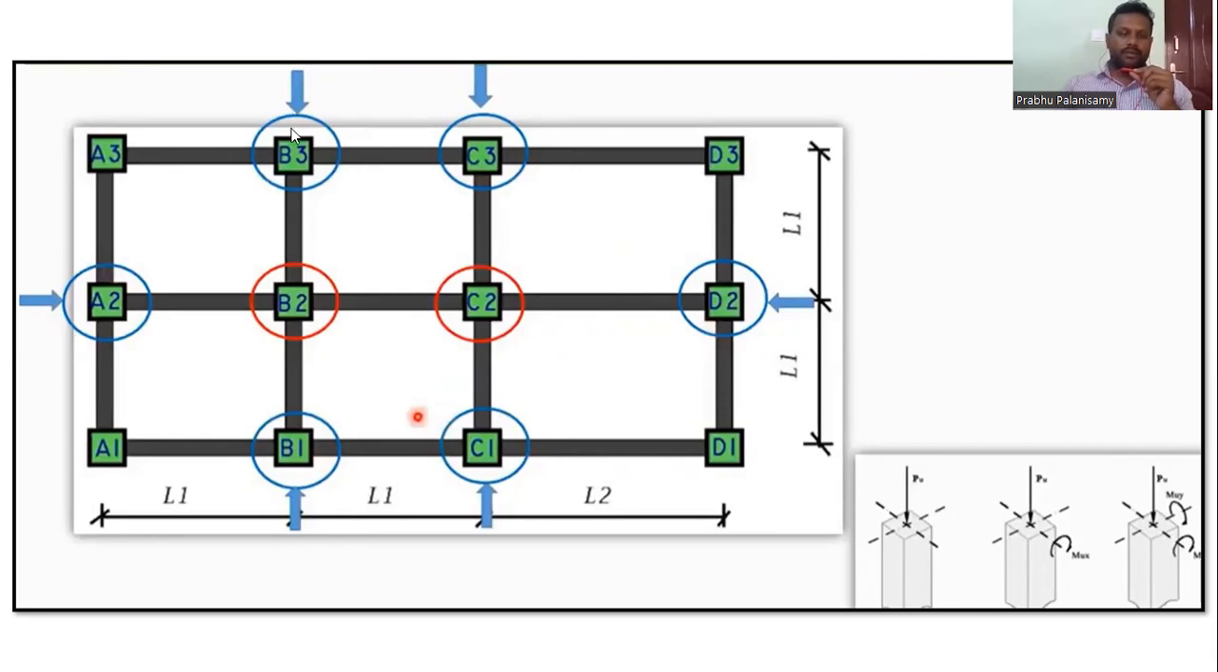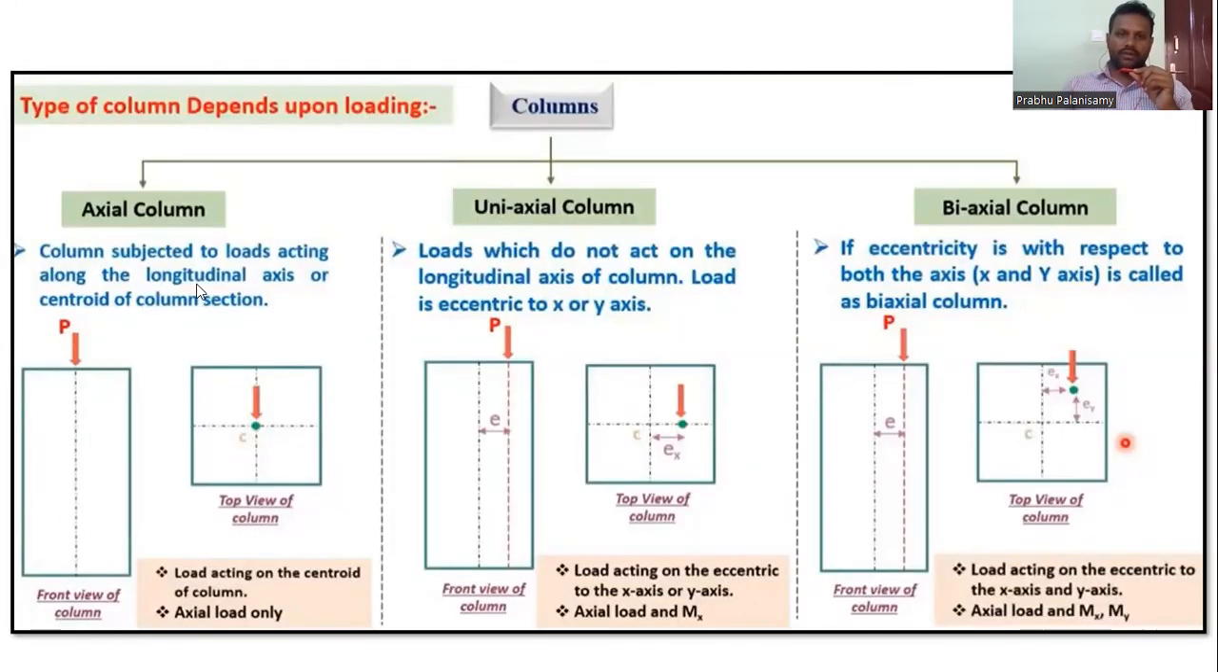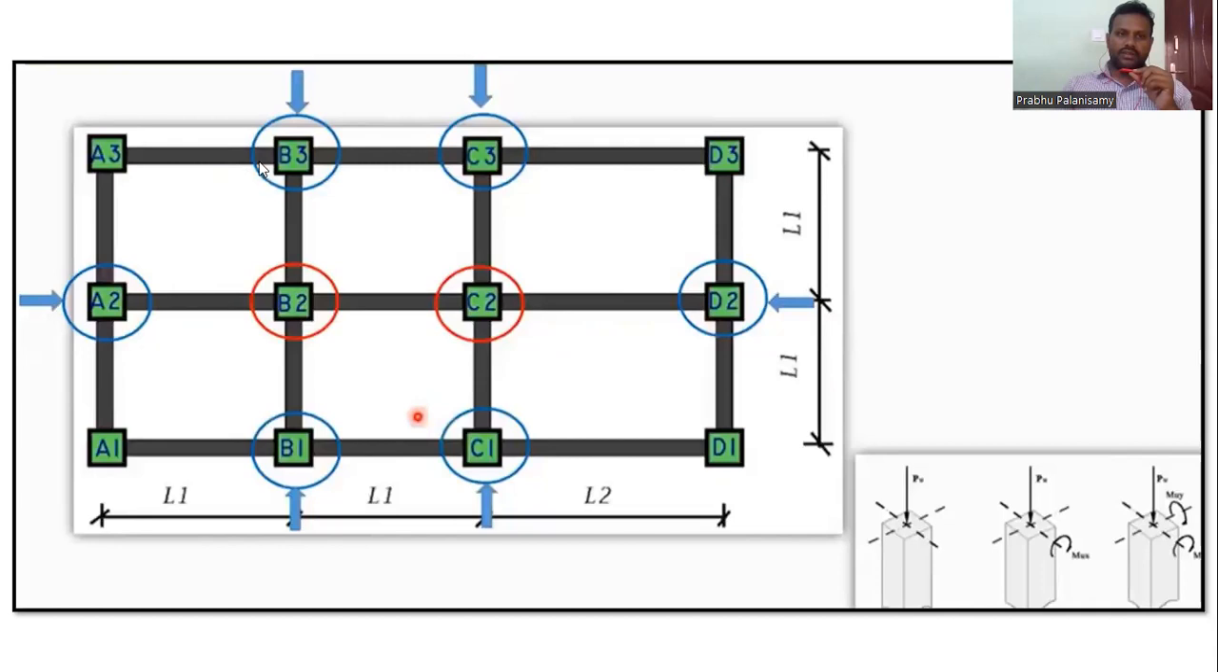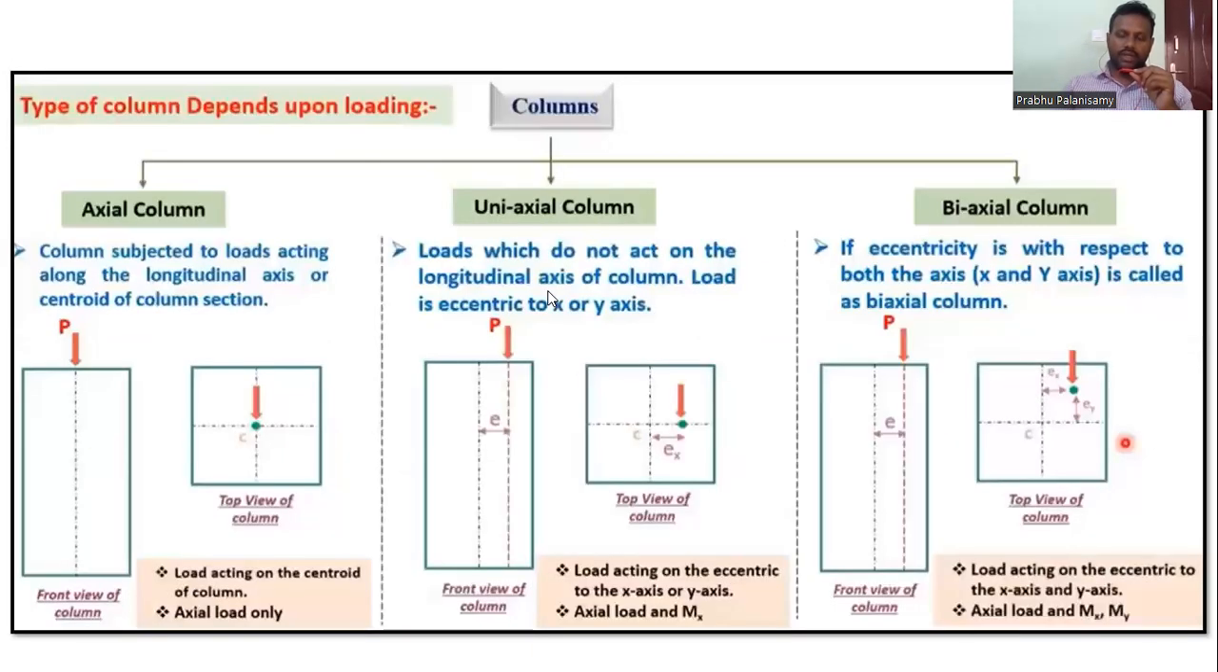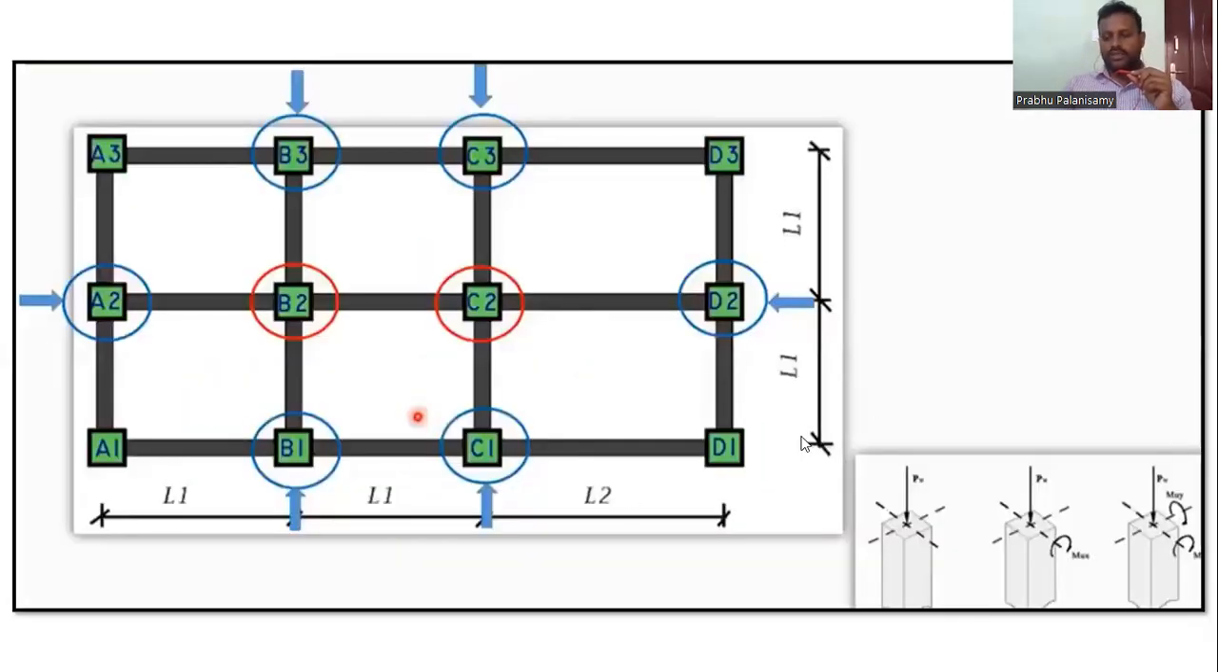So let me show some pictures here to identify the axially loaded or biaxially loaded column. The red rounded one is totally an axially loaded column, and the blue one is a uniaxially loaded column, that is, one end will be having moment. And A3, D3, and A1, D1 are all biaxially loaded, with load in both directions.